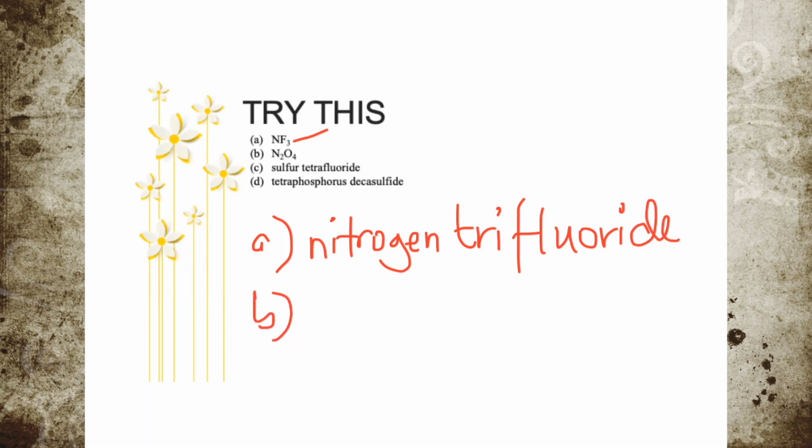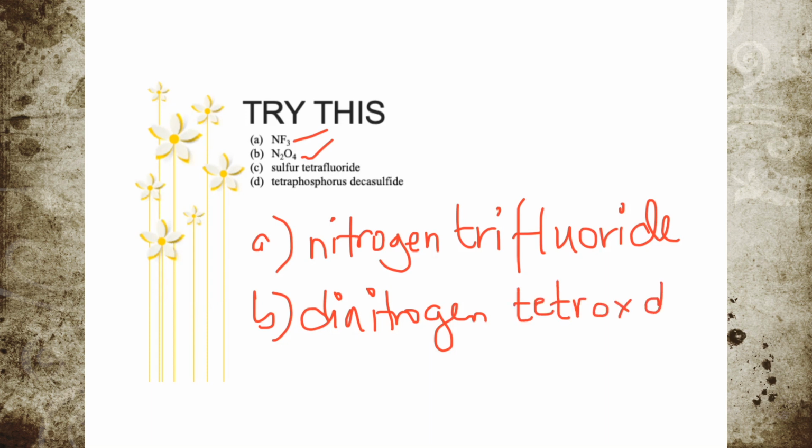The second one, we have 2 of our nitrogen, so that will be dinitrogen. And since we have 4 of your oxygen, we will have tetroxide. The third one, that's sulfur tetrafluoride. Sulfur, 1. Tetrafluoride means 4, so F4.